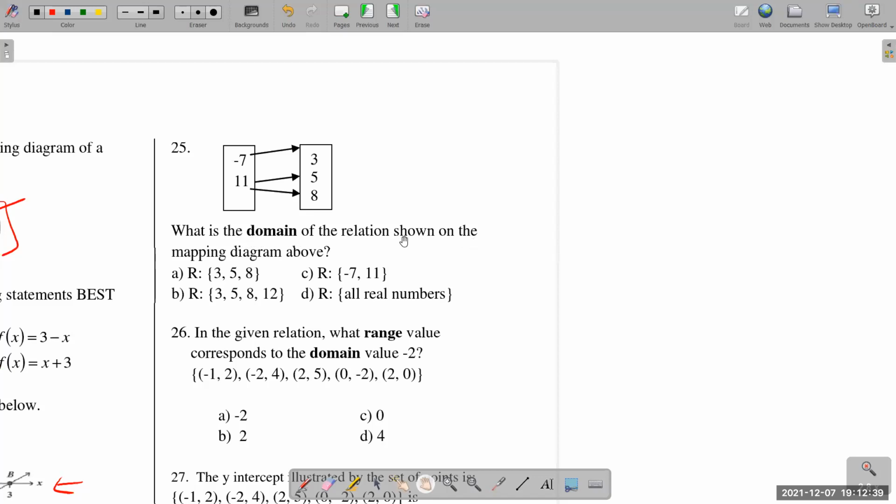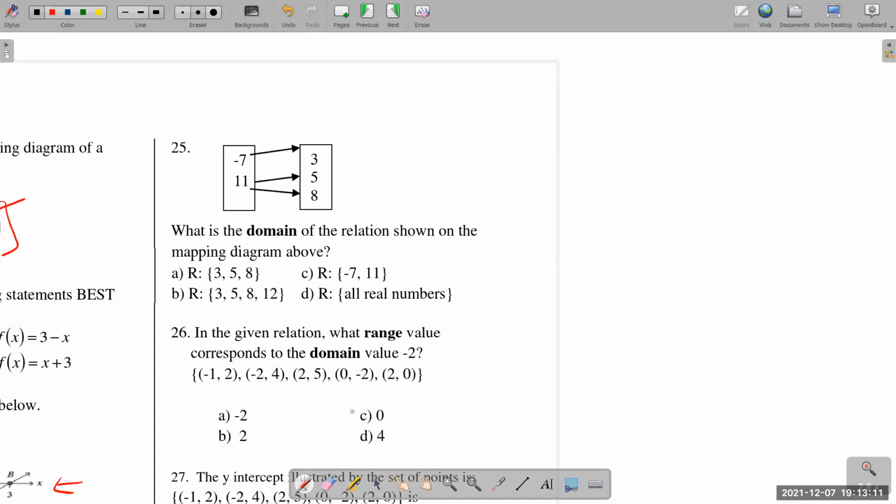What is the domain of the relation in the mapping diagram? So which numbers represent the domain? A, B, C, or D? Is it 3, 5, and 8 is the domain? Is it 7 and 11? Is it 3, 5, 8, 12? Or real numbers? Which one?